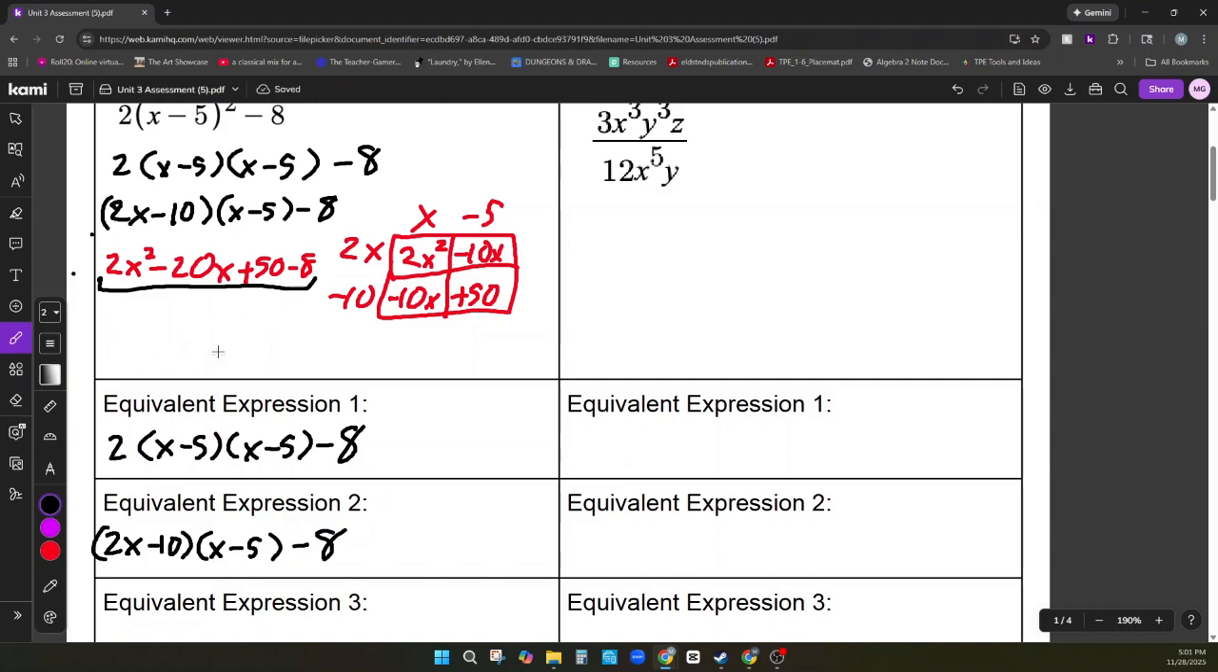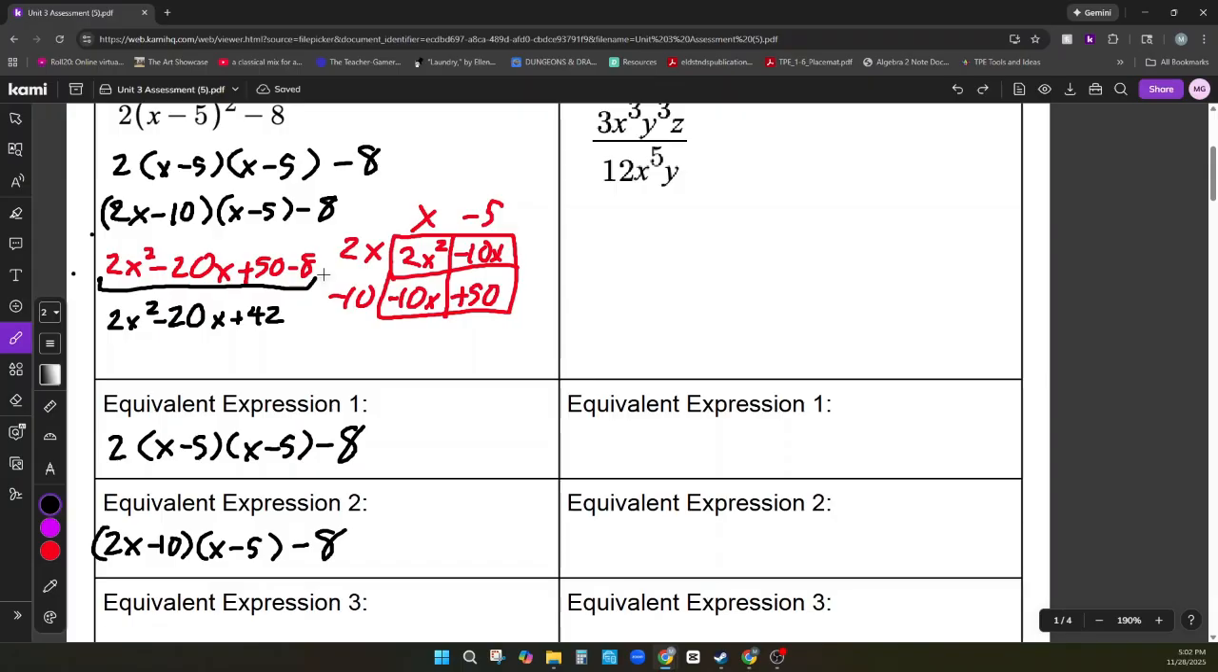But before I write this in as my answer, I'm actually going to do one more thing and just simplify my 50 and -8. So what this is going to give me is 2x squared minus 20x plus 42. Now, from here to here, this does not constitute a new form, because just adding and subtracting two numbers doesn't rise to the level of getting a new form or equivalent expression in Algebra 2.